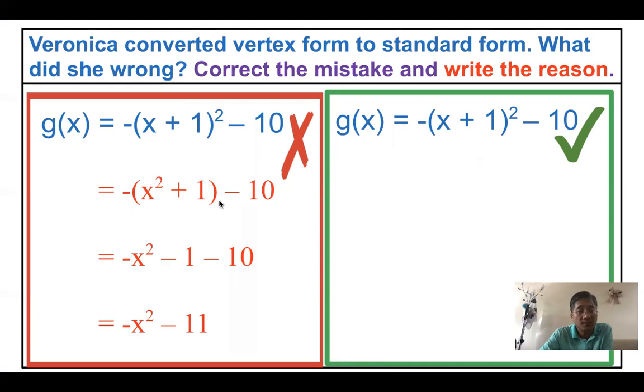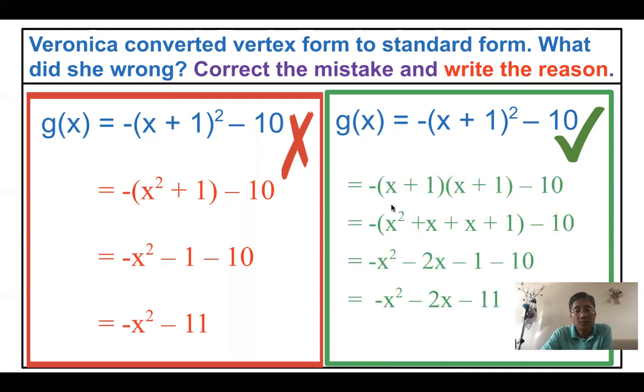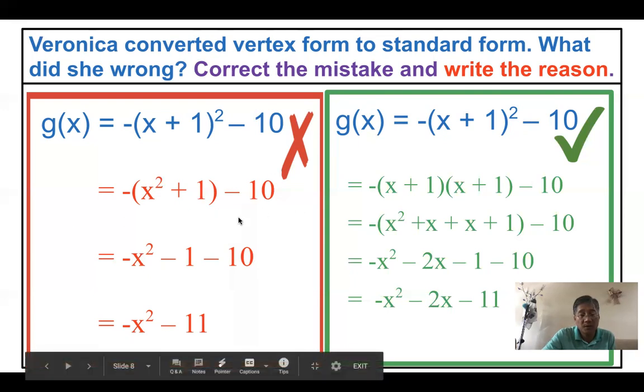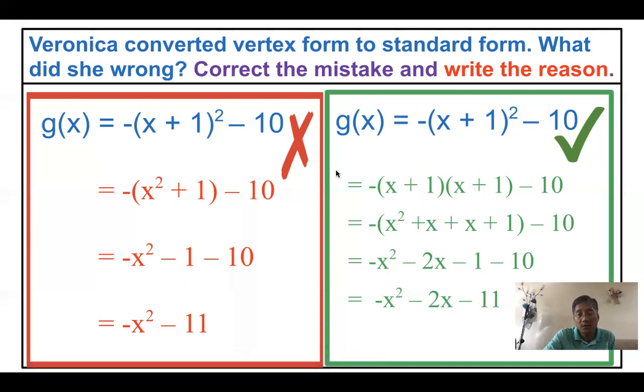So do you understand? Then what should you do? You should do it like this. Obviously after this part she did well, but only this part was an error, so your answer will be different. So now it is x plus 1 squared. You keep the negative, minus 10. And what do you do? FOIL: x times x, x times 1, 1 times x, 1 times 1. You have x squared plus 2x plus 1.